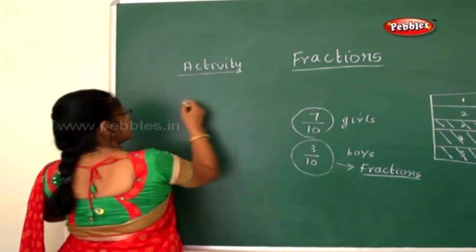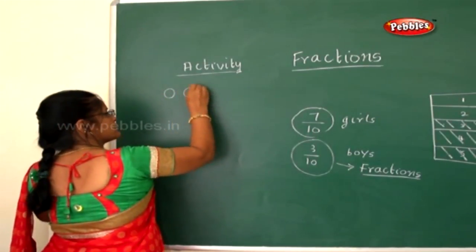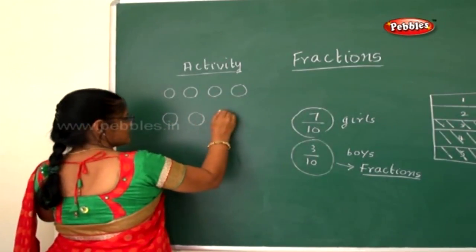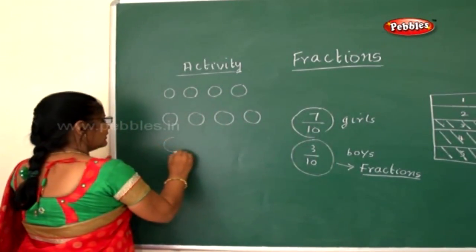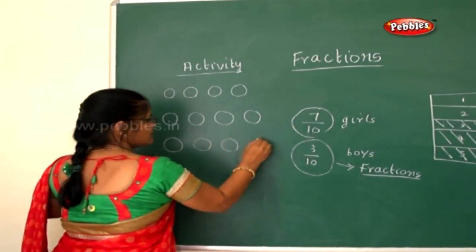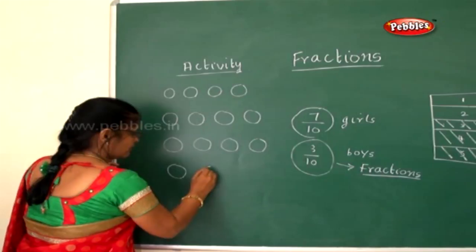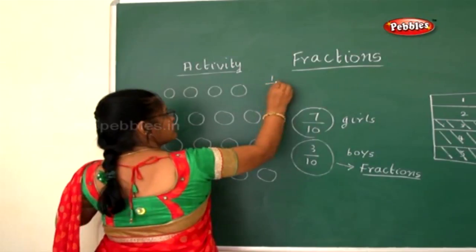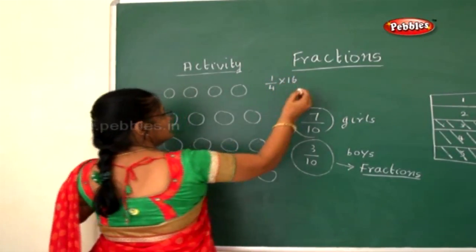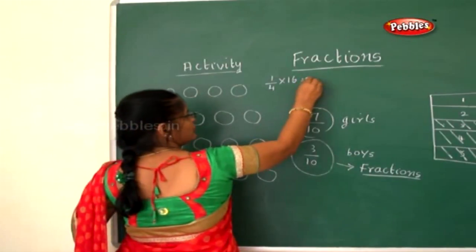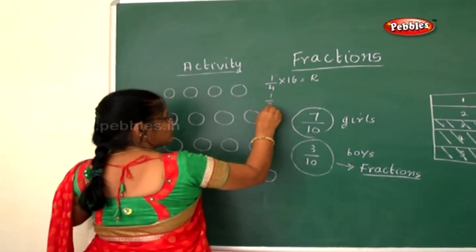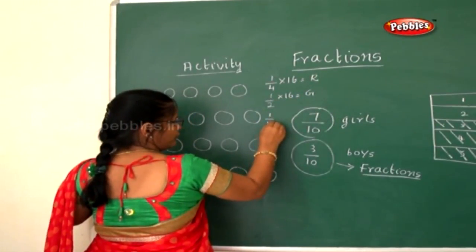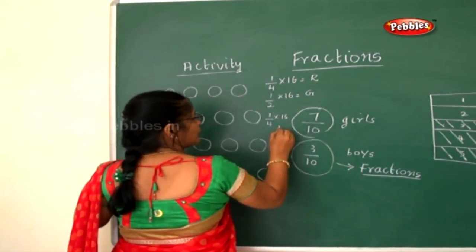Yeah, there is one activity which we can do in the class now. The activity is, I'll just draw 16 circles now. 1, 2, 3, 4, 5, 6, 7, 8, 9, 10, 11, 12, 13, 14, 15 and 16. Now what you have to do is: 1 by 4 of 16 circles you have to color with red. And 1 by 2, that is half of 16, you have to color with green. And 1 by 4 of 16 again you color with blue.